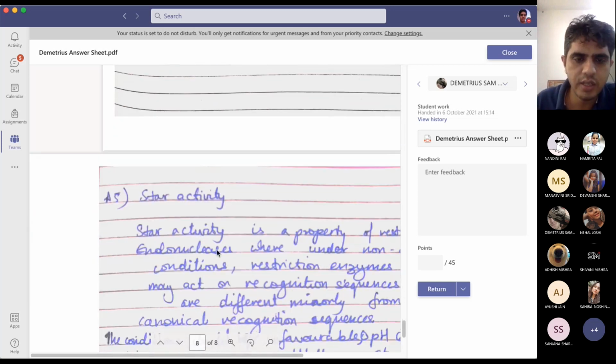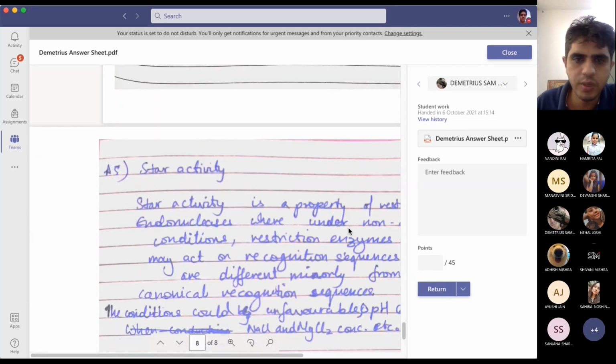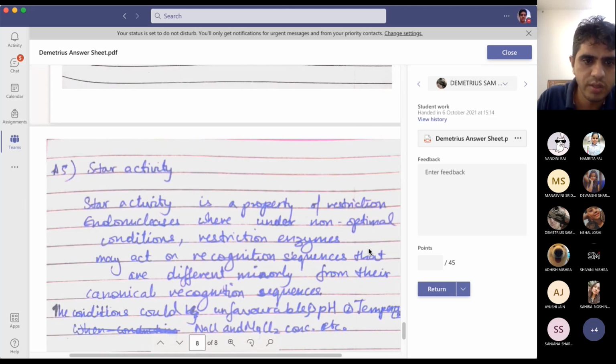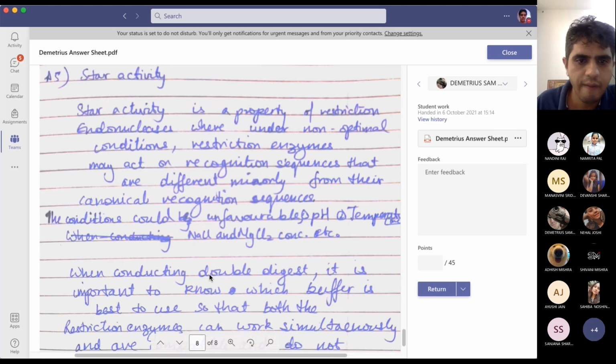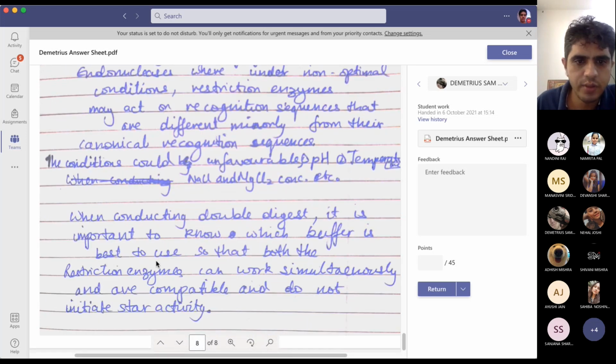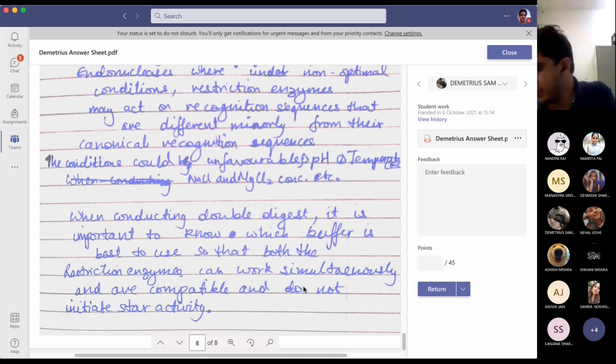So next is the star activity. Star activity is a property of endonuclease where, under non-optimal conditions, it may recognize other sequences, that is okay. In the conducting buffer, both restriction enzymes should work simultaneously and be compatible. Yes, perfectly fine. So Demetrius, for you it is going to be 15 plus 7, 22.5.